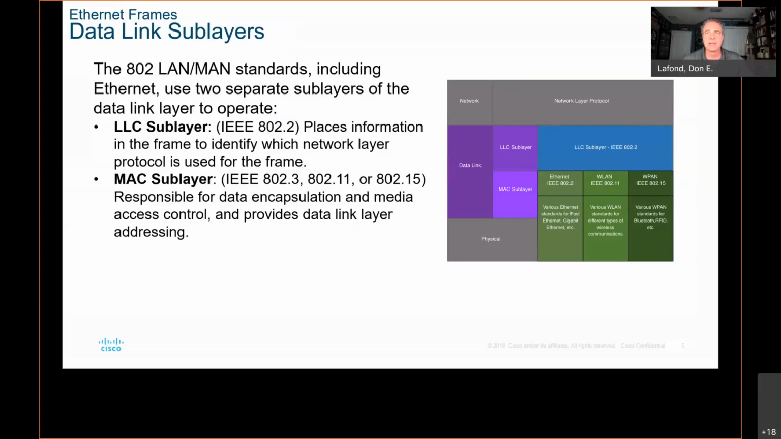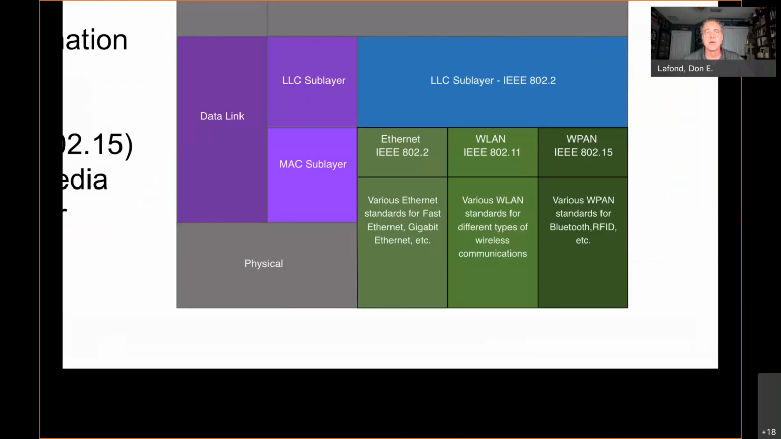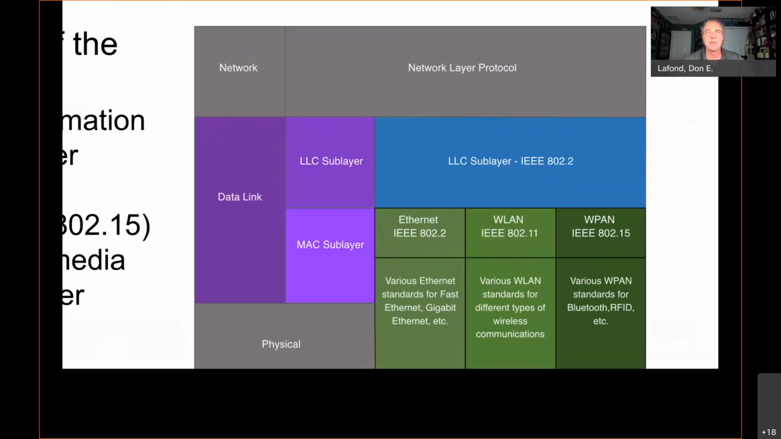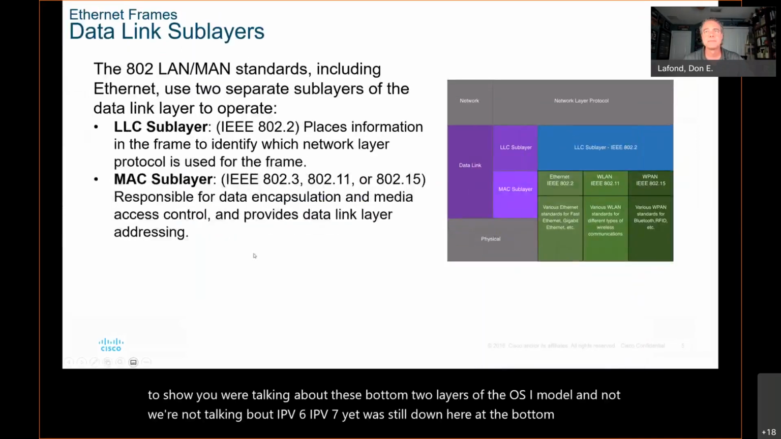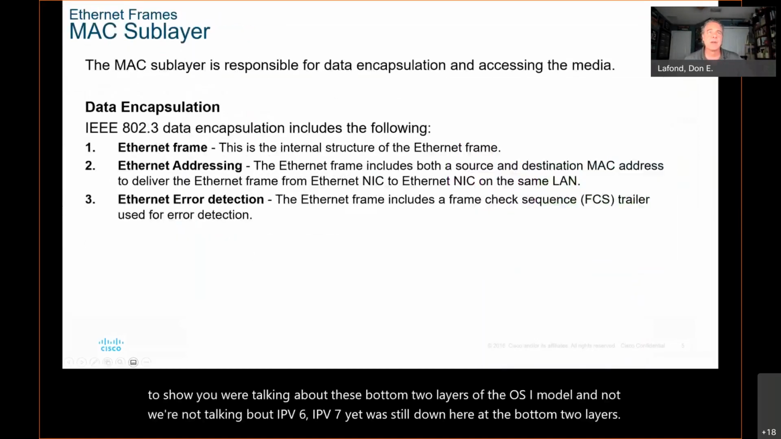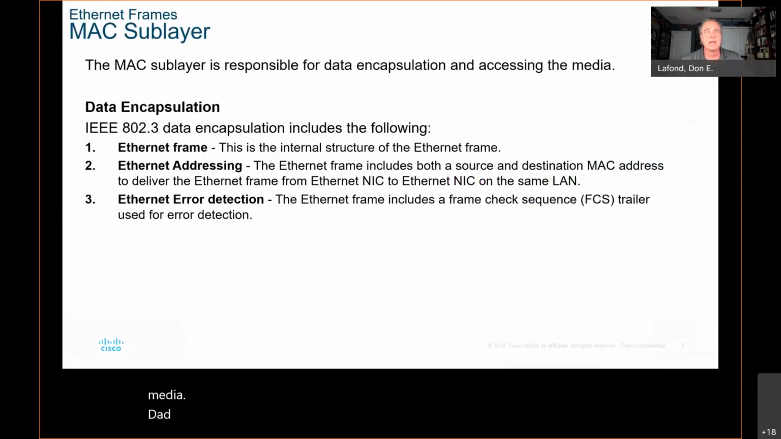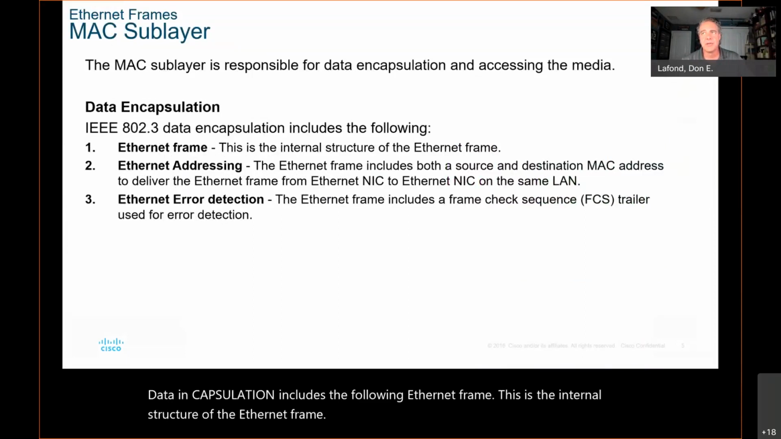And I'd like to zoom in on this again just to show you we're talking about these bottom two layers of the OSI model. And we're not talking about IPv6 yet. We're still down here at the bottom two layers. Now, the MAC sublayer is responsible for data encapsulation and accessing the media. Data encapsulation includes the following: Ethernet frame. This is the internal structure of the Ethernet frame. I'll show it to you in a couple minutes.